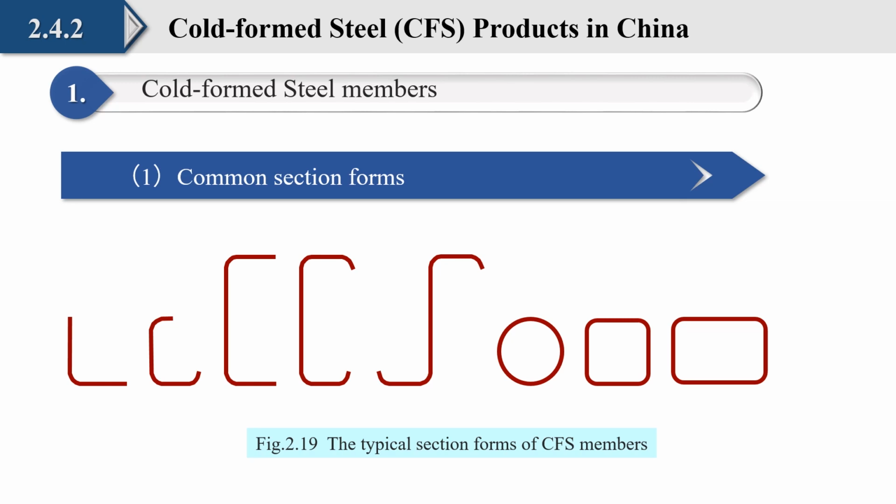Cold-formed steel (CFS) products in China have two types. One is the CFS members, and the other is the profiled steel sheeting. Figure 2.19 shows the typical section forms of CFS members.